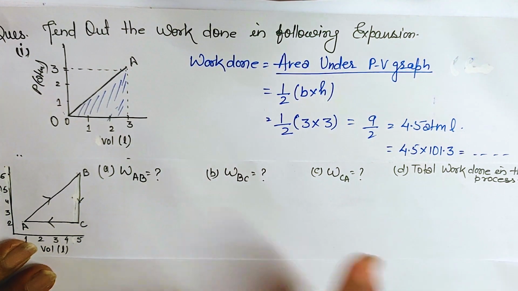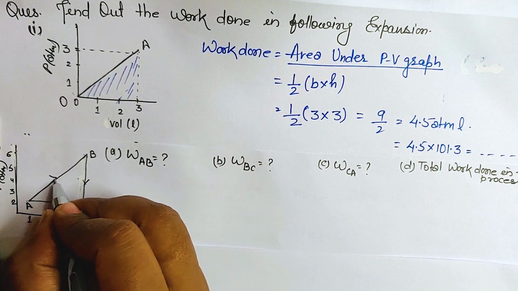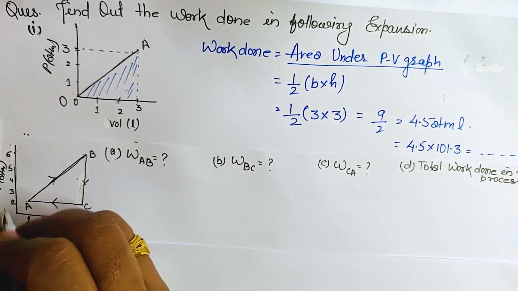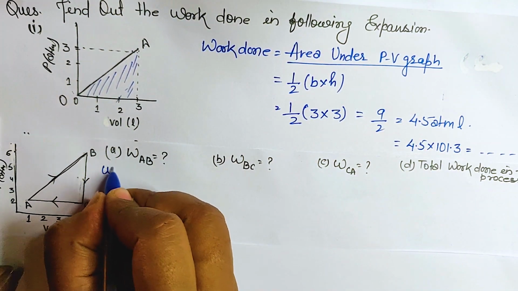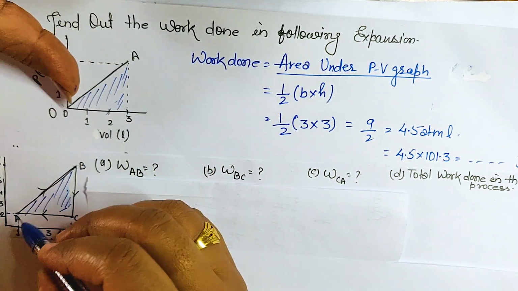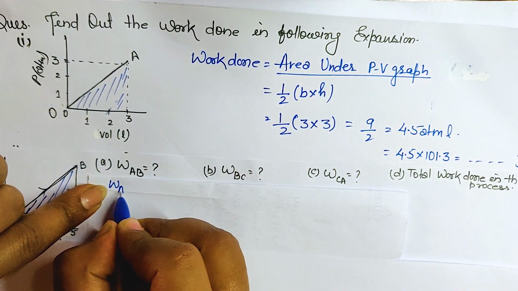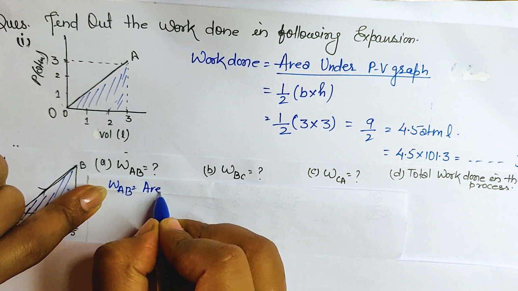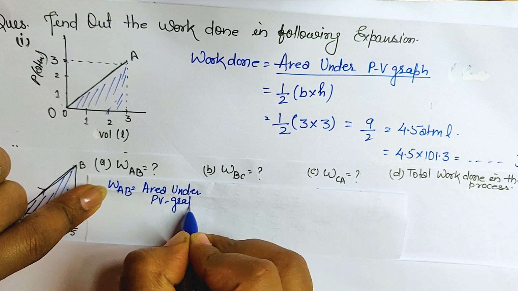So first let me do this work AB. As I told you, during this AB we can see that the pressure is not going to remain constant. That means the formula P external into delta V we will not use. So for work done AB, the pressure is not constant. This is the complete area under the PV graph. So W_AB is equal to the area under the PV graph.